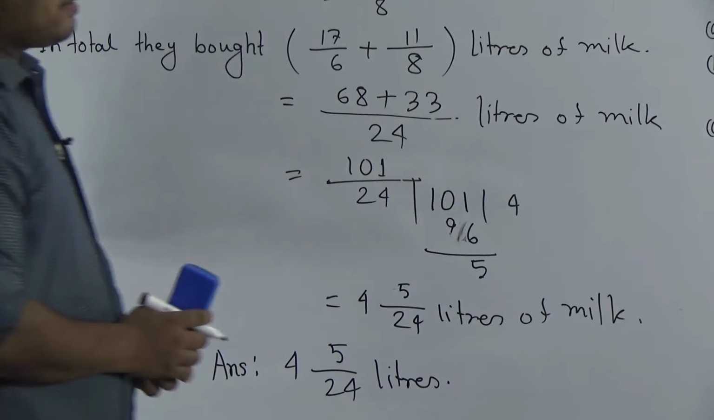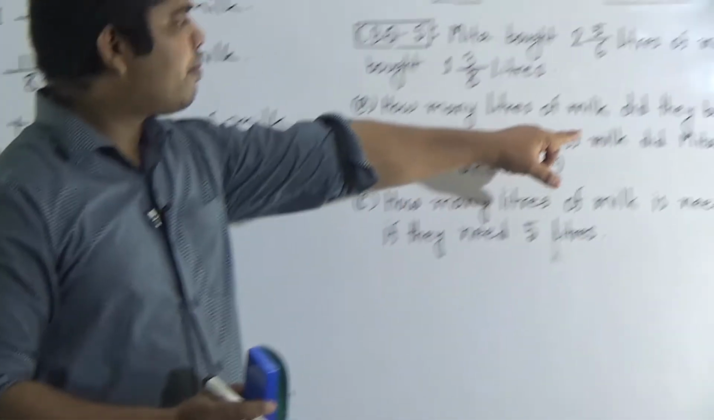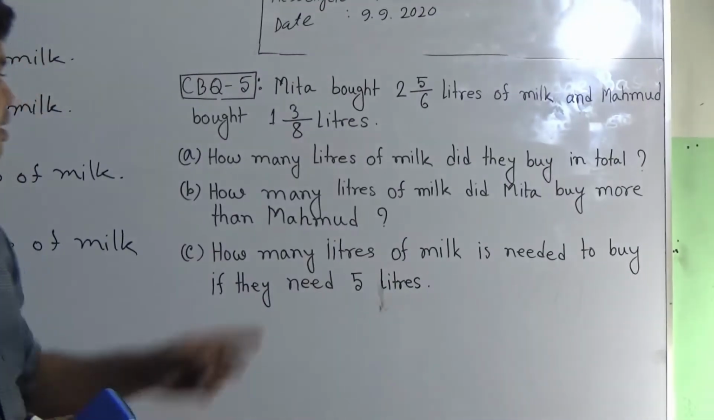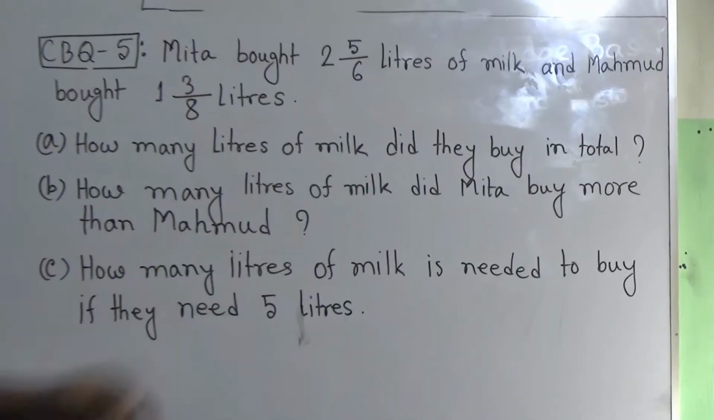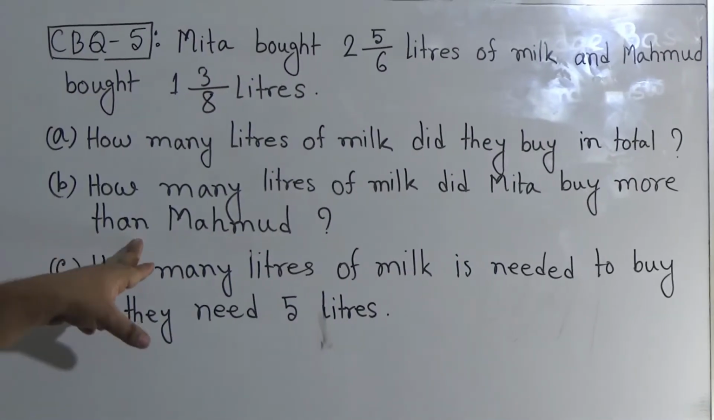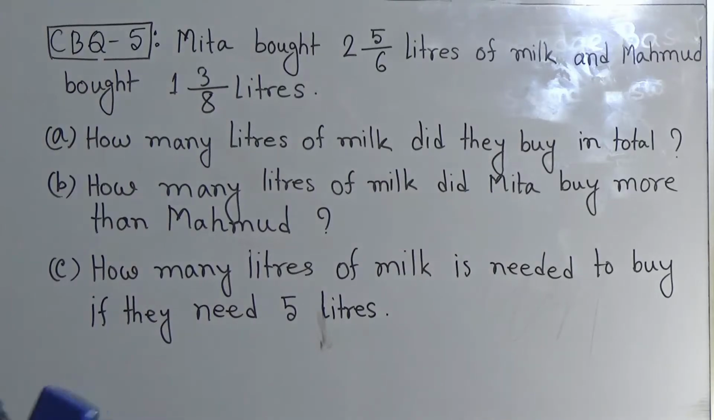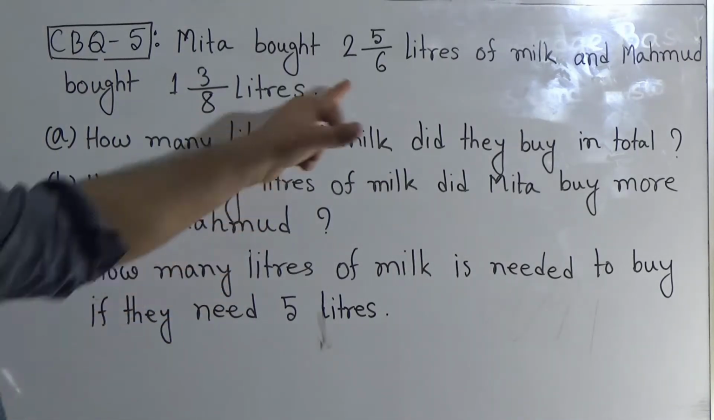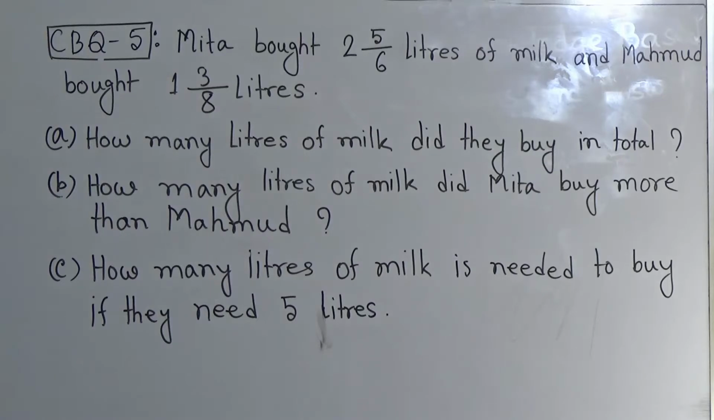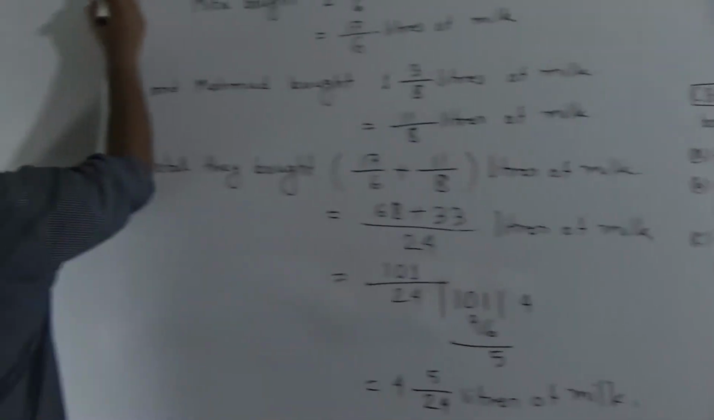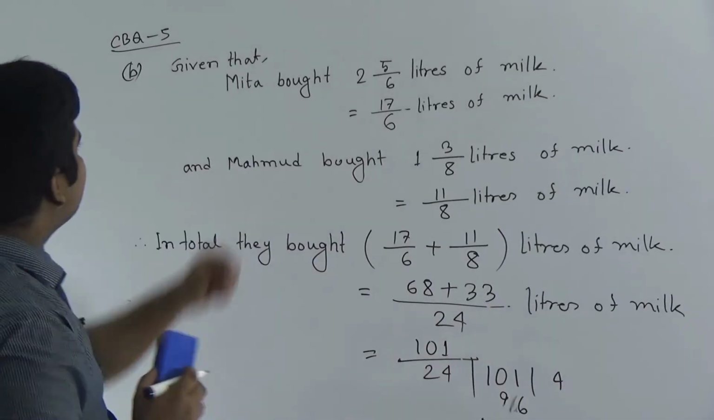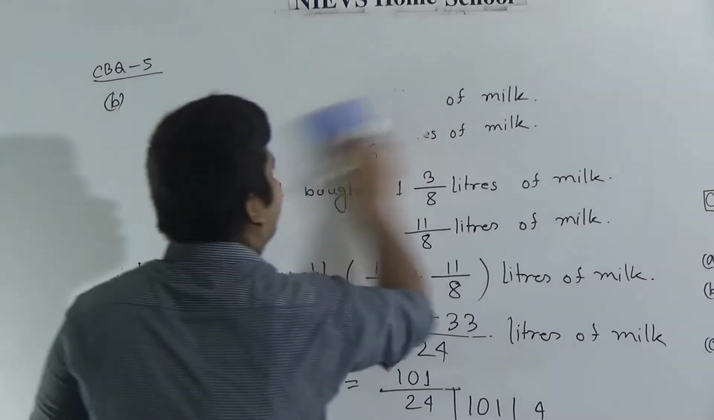Question number B is, how many liters of milk did Mita buy more than Mahmud? So here the question gives you the information that Mita bought more milk than Mahmud. So we subtract Mahmud's amount from Mita's amount and we get the required answer. So we write question number B and erase question number A.